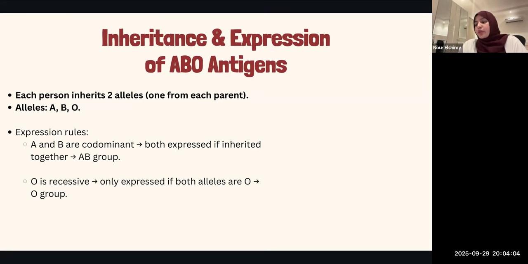However, if you inherit one A allele from your parent and the other one is O, let's say, A is going to be dominant in this case, and you're going to have blood group A. Same thing for blood group B. O has to be recessive. O is recessive. So in order for someone to be blood group O, they have to inherit two O alleles. Okay?